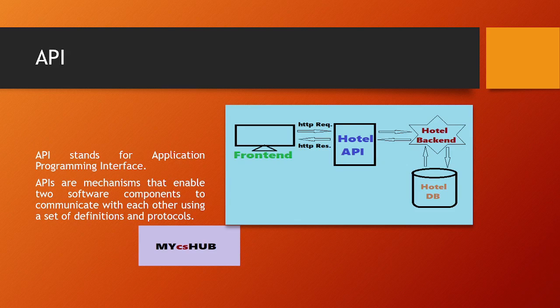APIs are the mechanism that enables two software components to communicate with each other using a set of definitions and protocols. In this image, as you can see, there is a front end, hotel API, hotel backend, and hotel database. From the front end, someone creates a request, and with the help of the hotel API, the hotel backend will process those requests, fetch data from the database, and then with another API, send the response to the front end application. So this is how an API communicates internally.